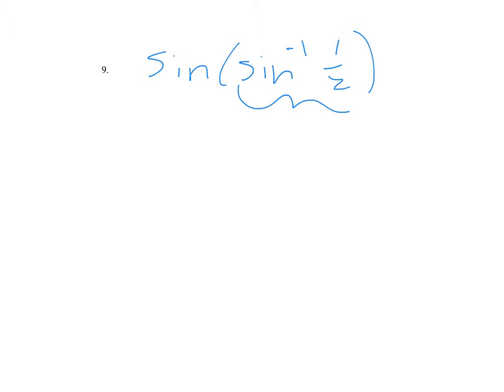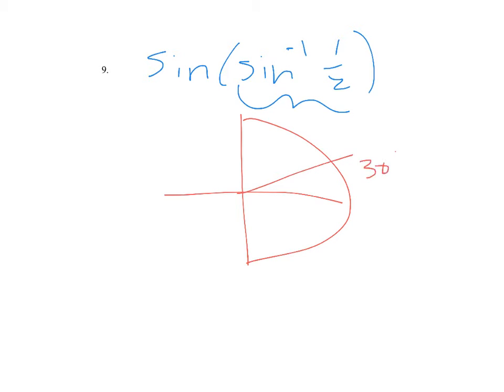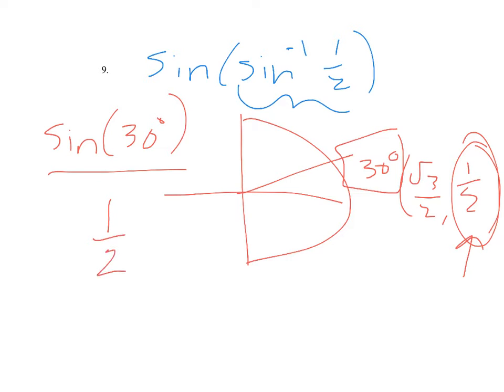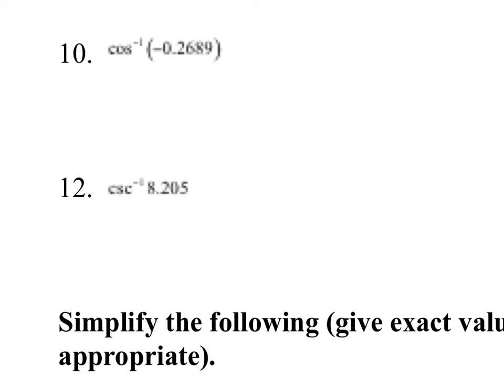For this next problem, we know that the angle where inverse sine is positive 1/2 is in the first quadrant, and we know that's at 30 degrees. That's where we have root 3 over 2, 1/2. So sine is 1/2 at 30 degrees. So we then know that sine of 30 degrees is also 1/2. This ends up being one of those problems where you have the same value on the inside. So the final answer is 1/2.